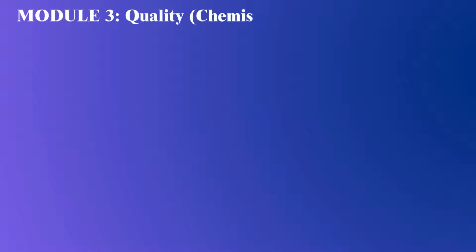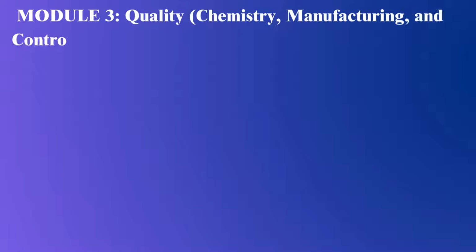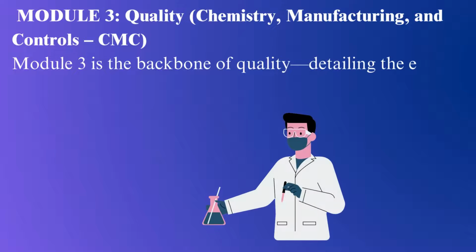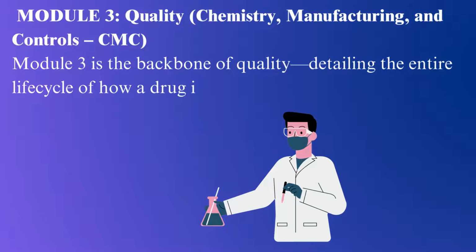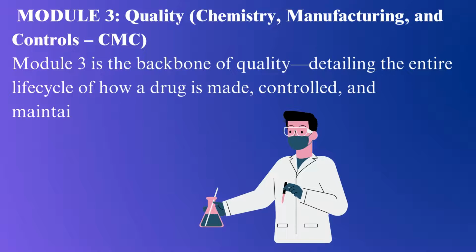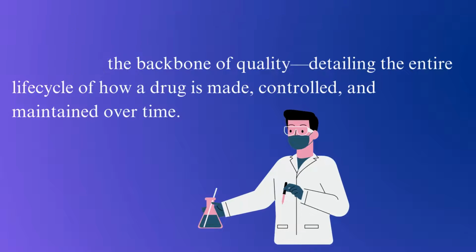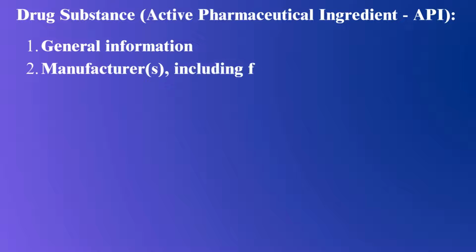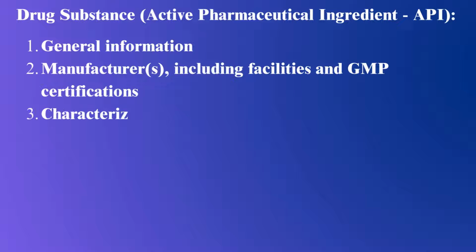Module 3, Quality, Chemistry, Manufacturing, and Controls, CMC. Module 3 is the backbone of quality, detailing the entire life cycle of how a drug is made, controlled, and maintained over time. Drug substance, active pharmaceutical ingredient, API. 1. General information. 2. Manufacturers, including facilities and GMP certifications. 3. Characterization and properties of the API.